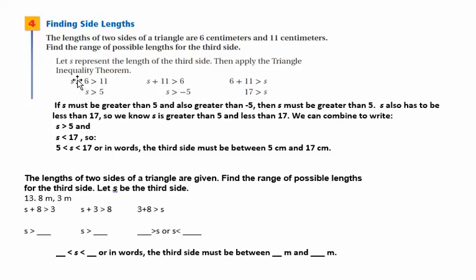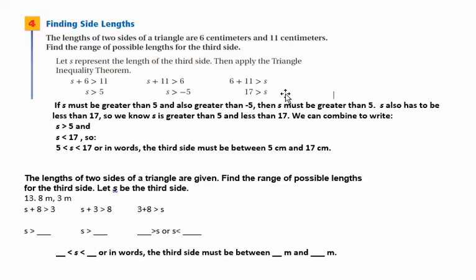We take the missing side plus 6, that has to be greater than 11. The missing side plus 11 has to be greater than 6. And then the 2 given sides have to be greater than the missing side. So we solve this, subtract 6, s has to be greater than 5. When we subtract 11 from both sides on the second inequality, we get s is greater than negative 5. And then we get that 17 is greater than s.